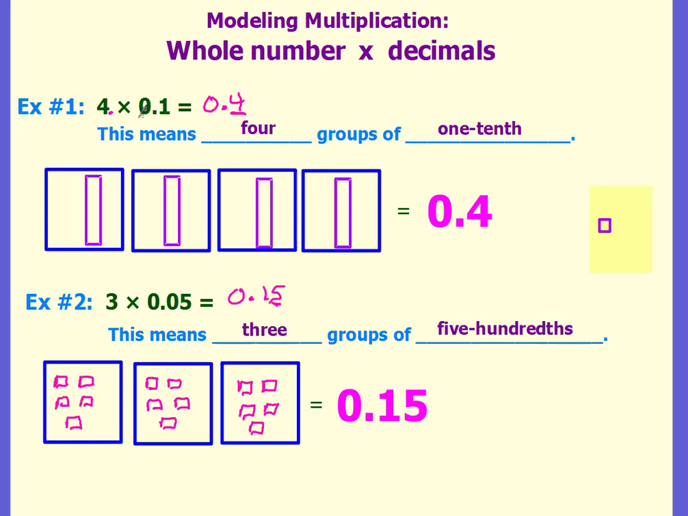Because in example 1, one of the factors was in the tenths place. Was there a decimal in the 4? No, there was no part to the 4, it was just a whole number. Same thing down here, the 3 is just a whole number, there are no decimal place values. But in this factor, it goes to the hundredths. So our answer was in the hundredths.